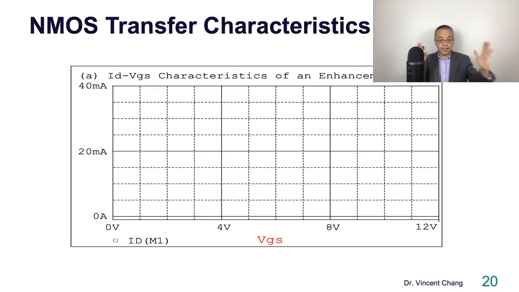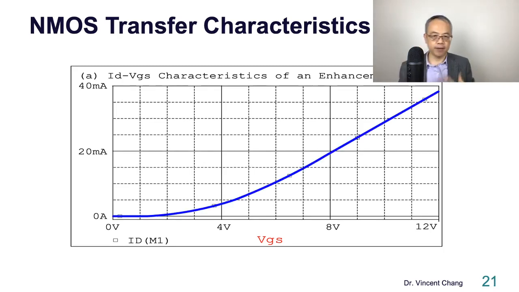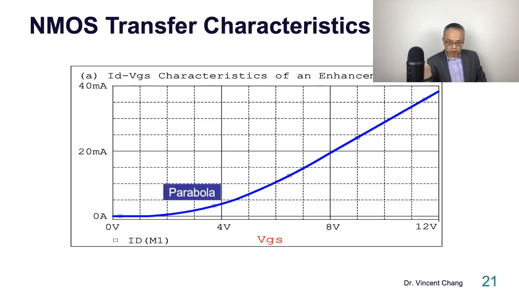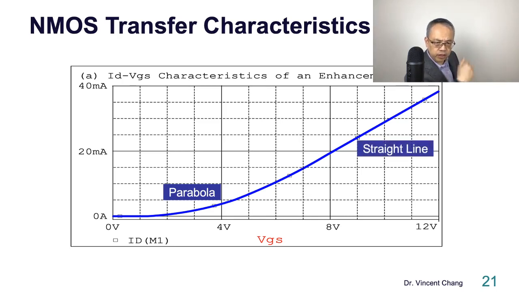Horizontal is VGS, right? Vertical is the current. Here's the outcome, from 0 to 12 volt. But if you look carefully, this is a parabola, right? It's a parabola. But it becomes what? Pay attention. It becomes a straight line, right?